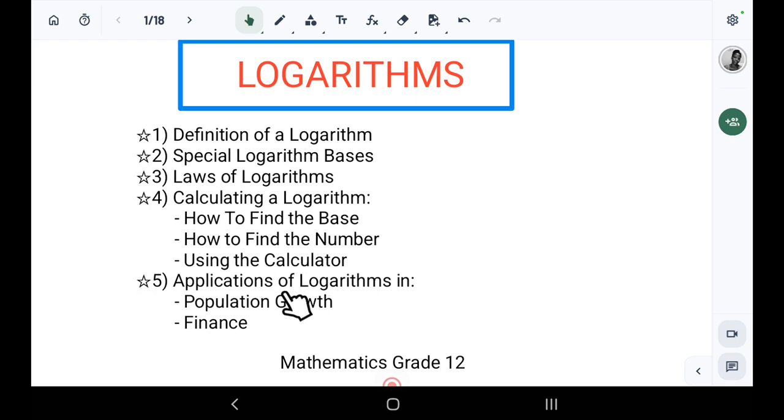Number five, we're going to look at applications of logarithms in two subjects in particular. The first one is population growth, and the second one is finance. However, we're going to look at a whole range of applications of logarithms that we may not necessarily focus on for the purpose of demonstration in this particular video, but that you need to know of. We have a lot to cover, so let's start.